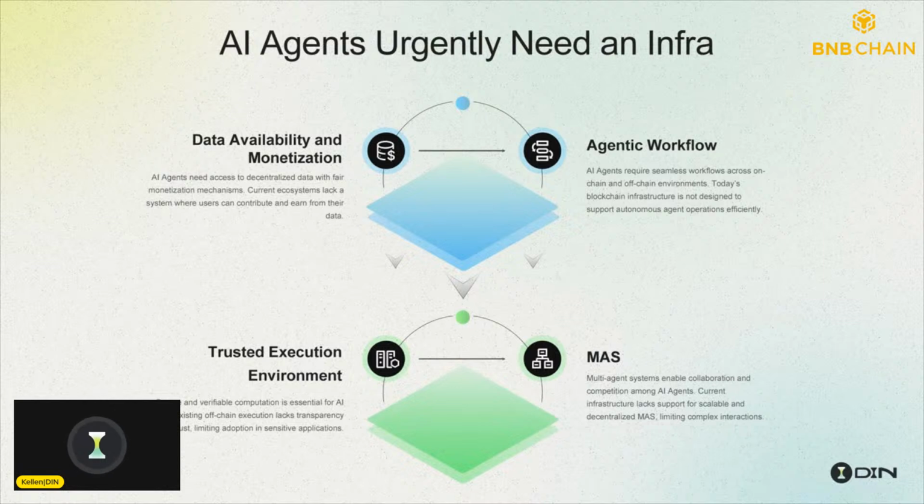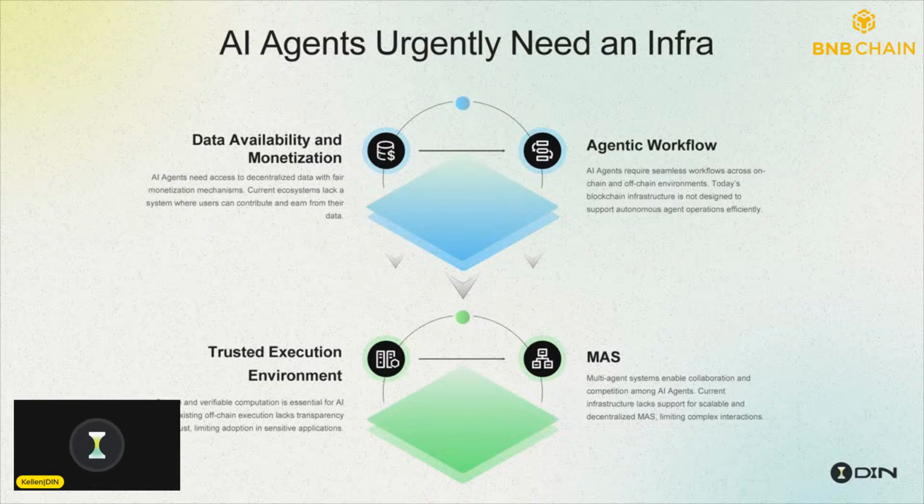And AI agents also need seamless workflows across both on-chain and off-chain environments. The current blockchain infrastructure just isn't built to support autonomous agents working together across different systems in an efficient way. Another critical need is secure and verifiable computation. AI agents require trusted execution environments to ensure that computations are performed securely and transparently.